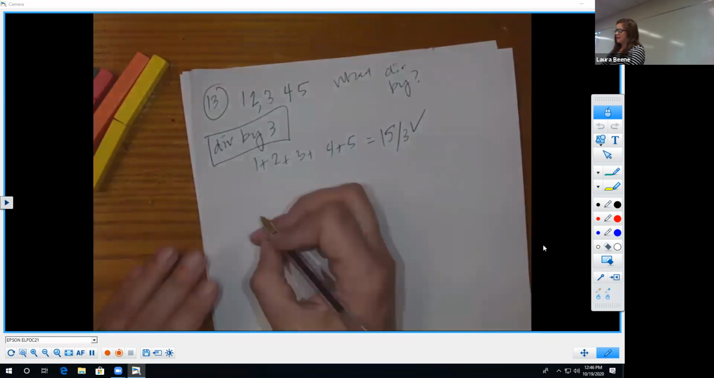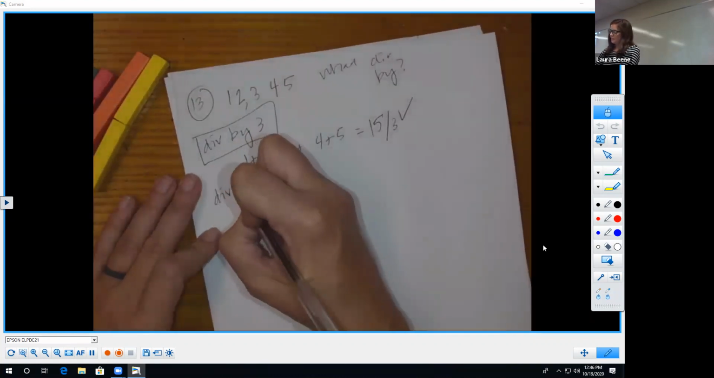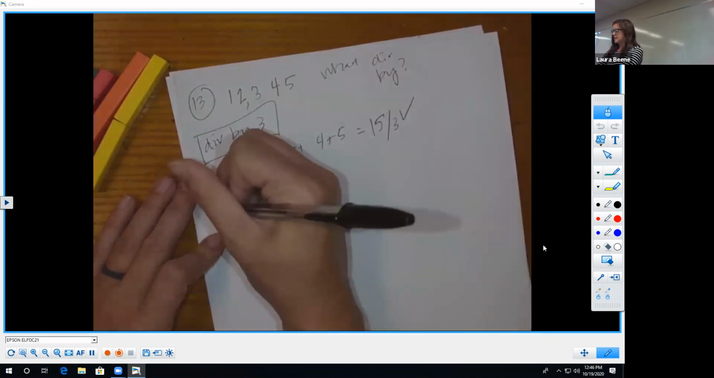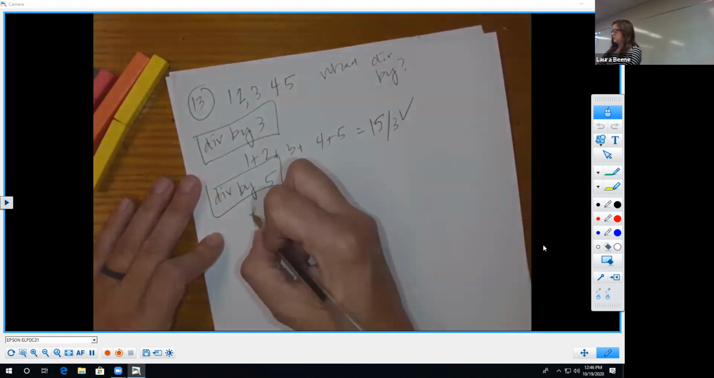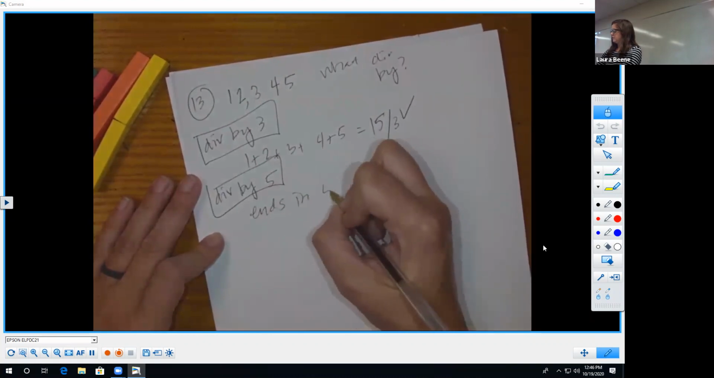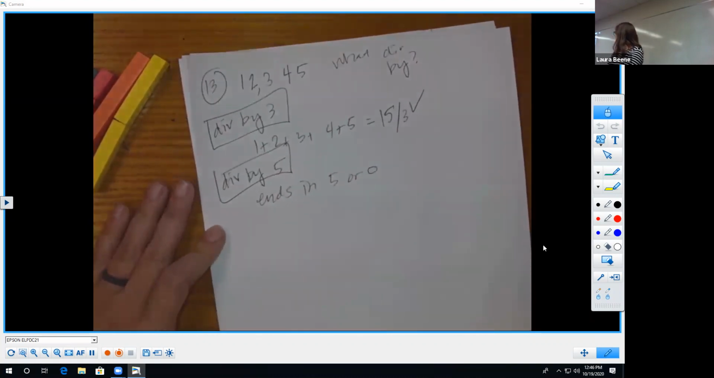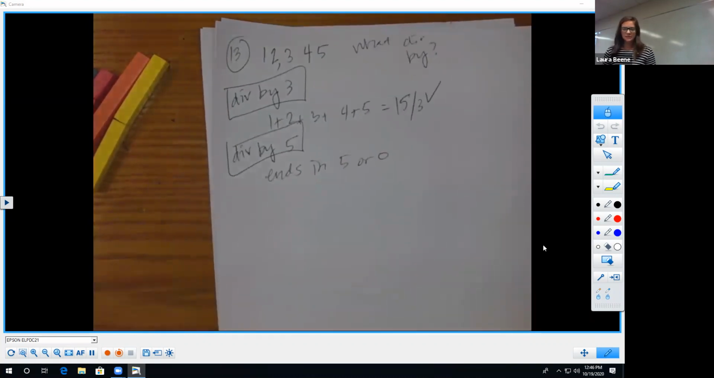Is it divisible by 5? Yes. How do you know? It ends in 5 or 0. That's the rule for 5. Is it divisible by 6? No, because it's not divisible by 2. Like, to be divisible by 6, it has to be divisible by 2 and 3. Did we go over that? Yeah, 2 and 3. We didn't have one for 7.